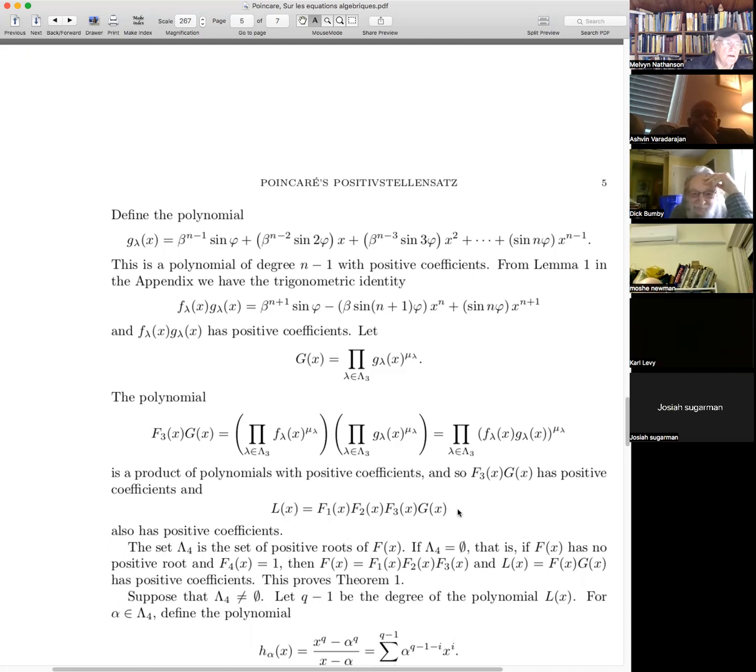Now, I haven't said anything about lambda 4. Lambda 4 was the set of positive roots. If there is no positive root, if lambda 4 is empty, then f of x has no positive root, and f4 is equal to 1. So f of x is f1, f2, f3, and this polynomial L of x is f times g. So this proves the first theorem of Poincare, right?